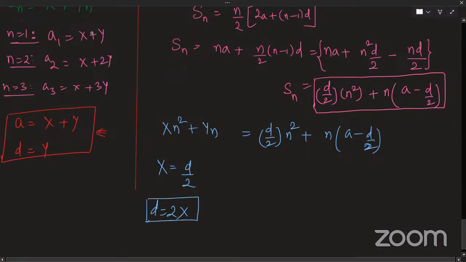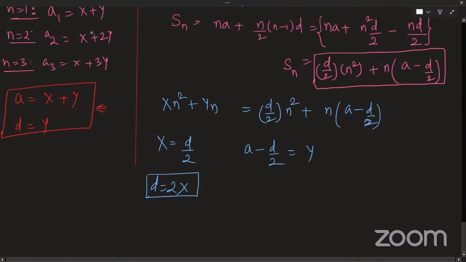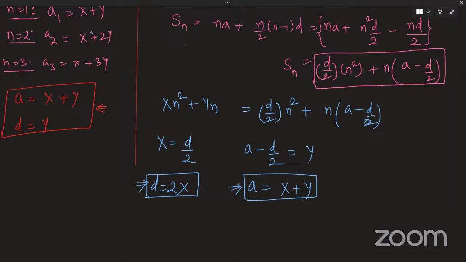D is equal to 2x, right? And what about this thing? A minus d by 2 is y, right? So basically, a is how much? A is y plus d by 2, or rather say y plus x, x plus y, right? Can I say this? Everyone has understood this?